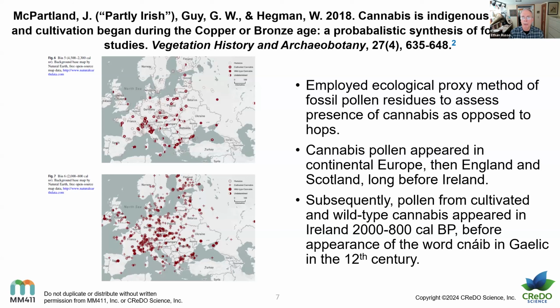Hops pollen and cannabis pollen very much resemble one another. But in the presence of other plants, you can distinguish cannabis, which is often more out in the open, as compared to hops, which is more likely in forested areas. So cannabis pollen appeared in continental Europe very long ago, prior to the Ice Age, and then eventually got to England and then to Ireland. And we'll likely have a separate unit talking about the history of cannabis in Ireland.